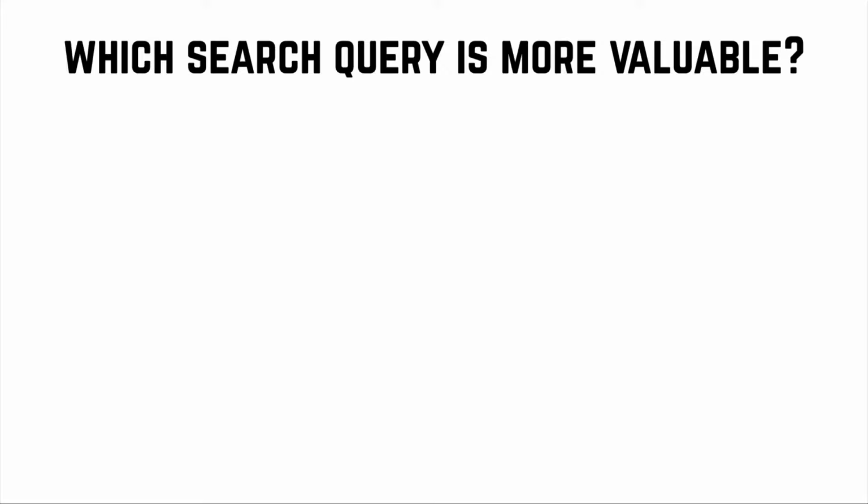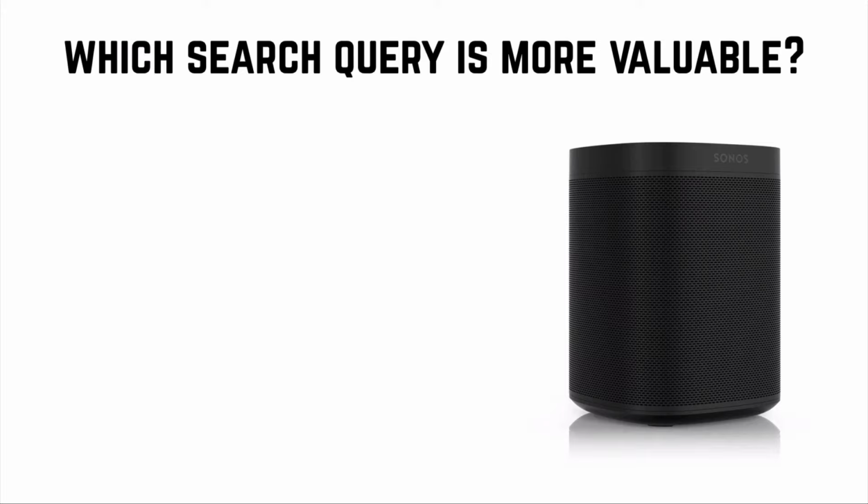Let's say you got an online store and you're selling speakers to consumers. So if you were running a site like that and you were running shopping campaigns, which search query would be more valuable to you? So let's say you're selling this specific speaker. So would it be A, speaker living room, or B, Sonos One Black? So that's the exact product name of the product you can see there.